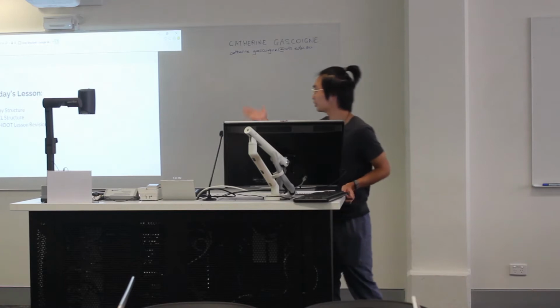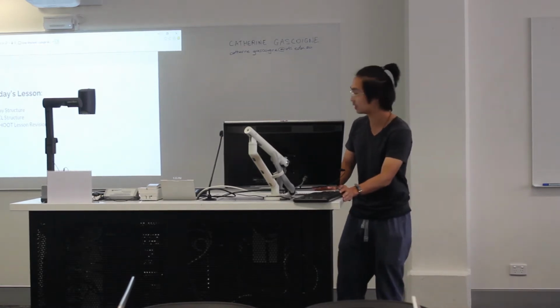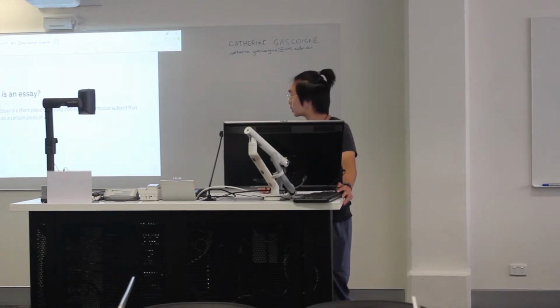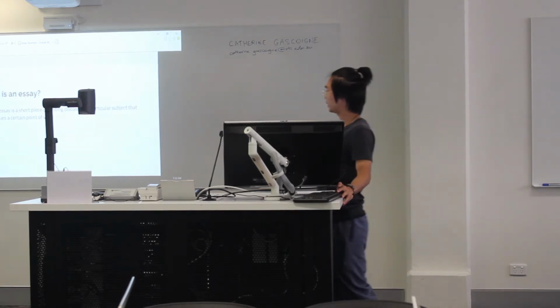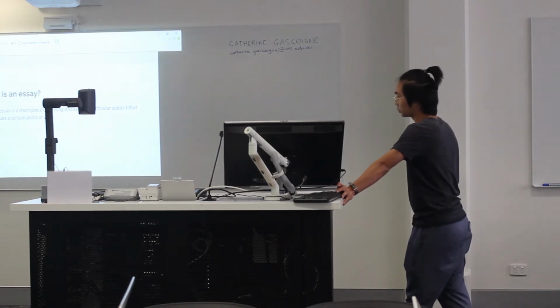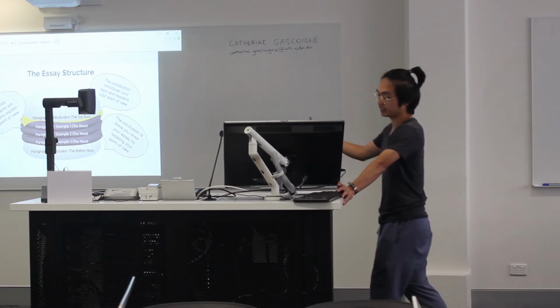In today's lesson we'll be doing the essay structure, the PEEL structure, followed by a Kahoot revision. So what is an essay? As I explained, an essay is a short piece of writing discussing a particular subject that argues a certain point of view. So, the basic essay structure.